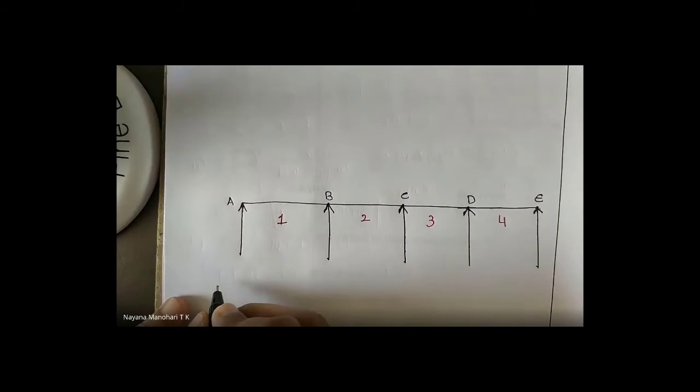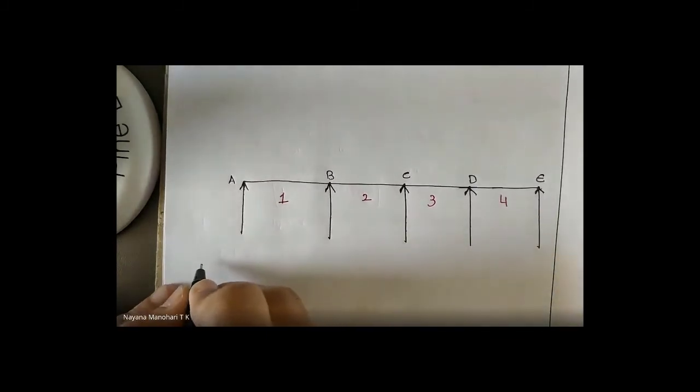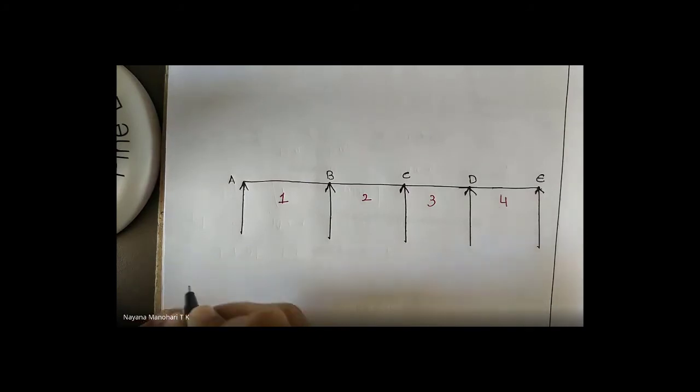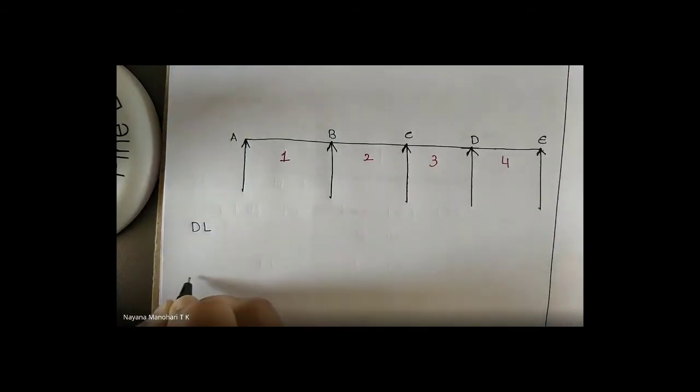They are specified in that table for 2 cases. First, you learn how to take the data, that is, separately for dead load, the bending moment coefficient, and the live load, the bending moment coefficient.